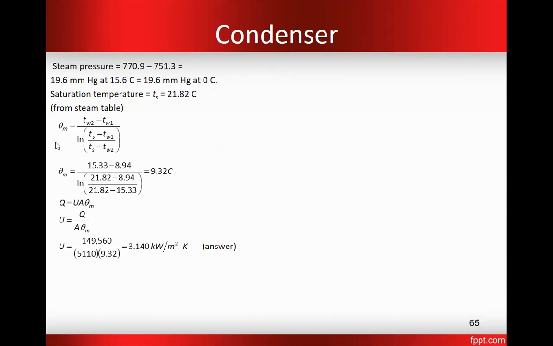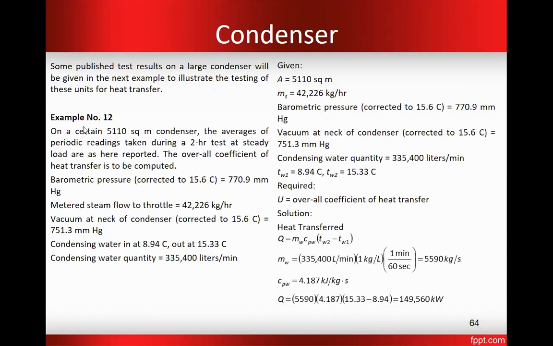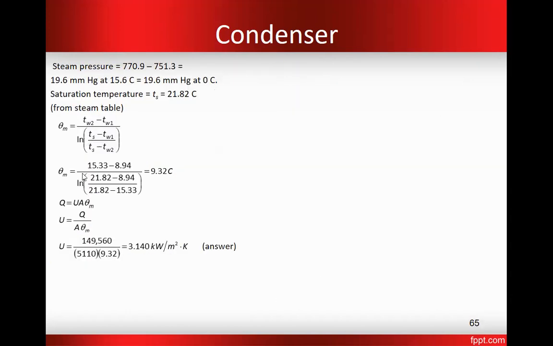So the required is the overall heat transfer coefficient. Galing siya sa Q is equal to U A theta M. This is the log mean temperature difference. So theta M is equal to TW2 minus TW1 over ln of Ts minus TW1 over Ts minus TW2. So saturation temperature, di ba? Kaya required. This will become 15.33 minus 8.94 divided by ln of 21.82 minus 8.94 over 21.82 minus 15.33, is 9.32 C.